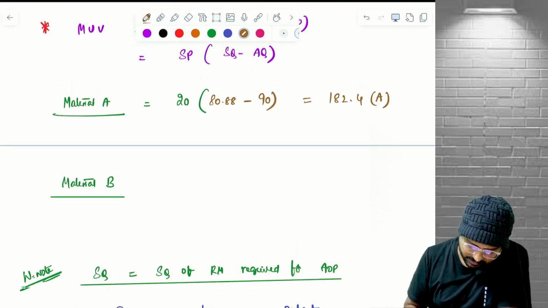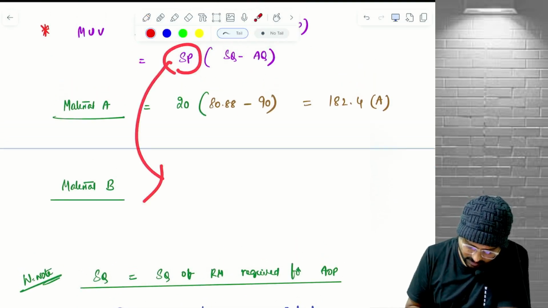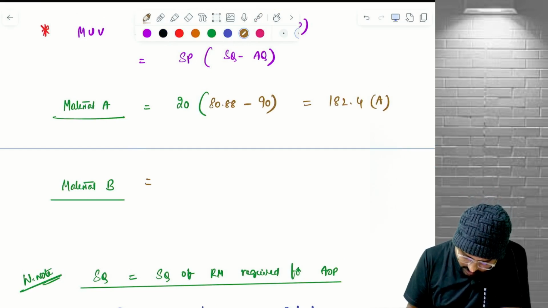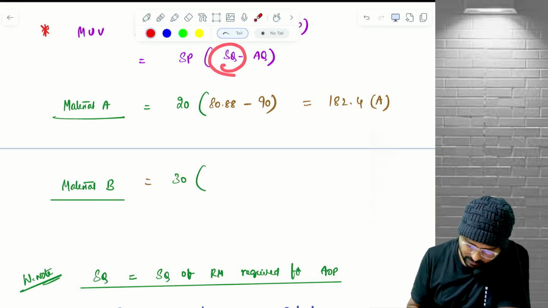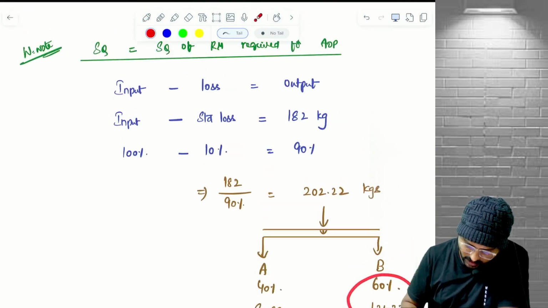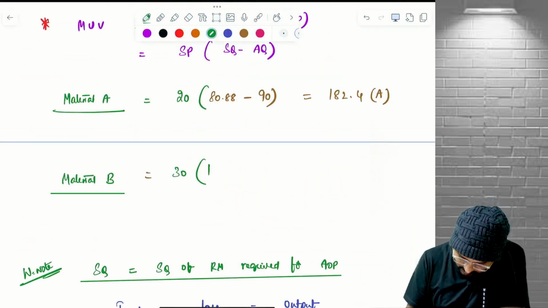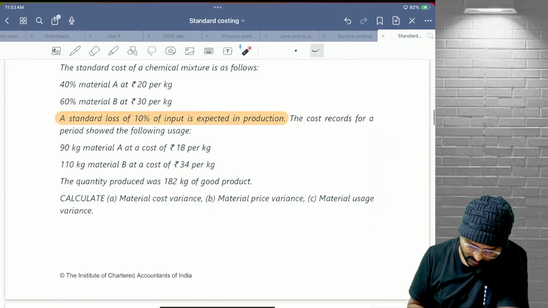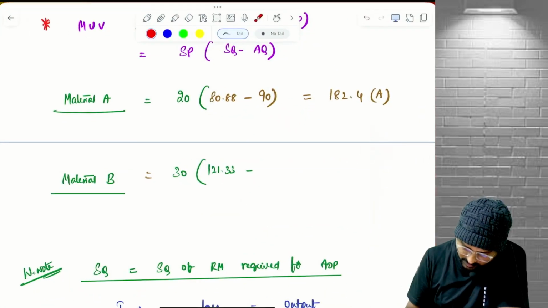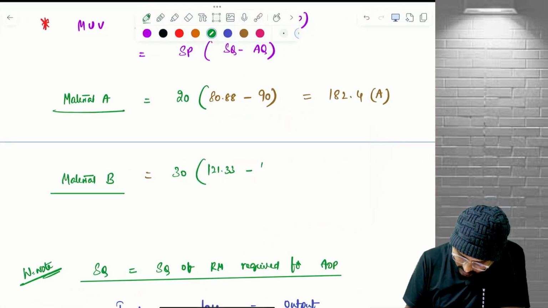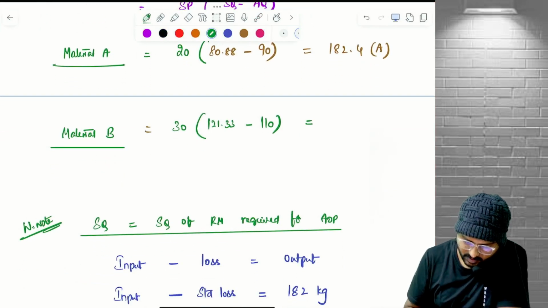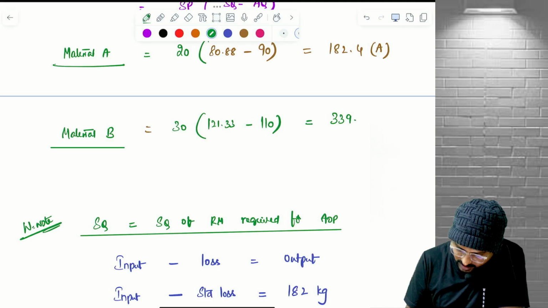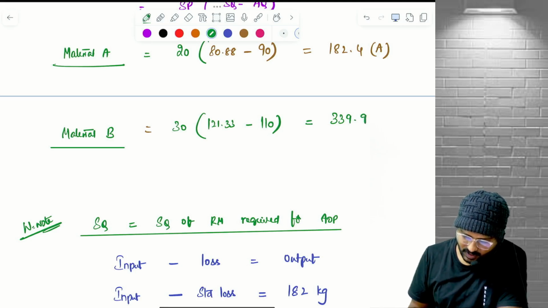Now for B, you tell me. What is standard price of B? Standard price of B, 30, into standard quantity of B, 121.33, minus actual quantity of B. Here you have 110. Correct? Right. Tell me how much it comes. 339.9. Or we can take approximation also.